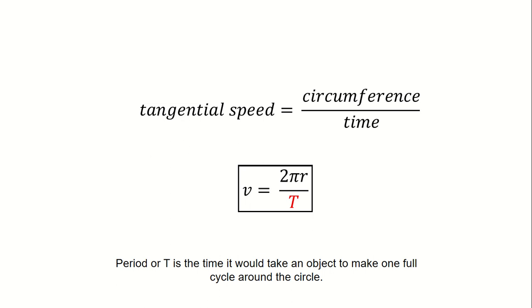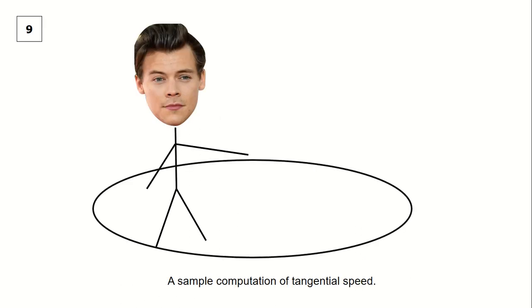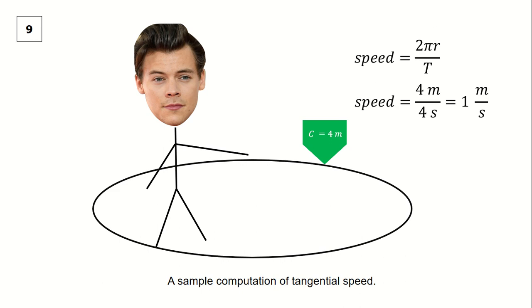In the previous equation, we represent time as t or the period. The period is the time it would take an object to make one complete cycle around the circle. For example, in a normal year, the Earth revolving around the Sun has a period of 365 days. Meanwhile, the Moon takes about 30 days to make one full cycle. If in the music video, Harry's turntable has a circumference of 4 meters, and he can walk around it in 4 seconds, his tangential speed is 1 meter per second.